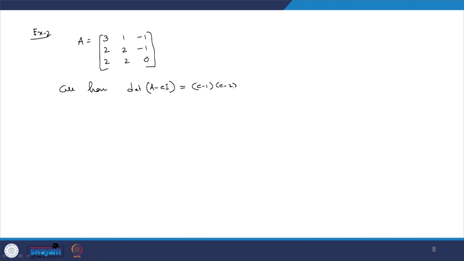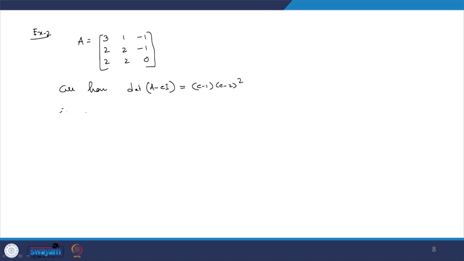Let me take another example. Say, let me consider A equal to the matrix 3 1 minus 1, 2 2 minus 1, and 2 2 0. Then we have the determinant of A minus cI. We can easily calculate it, and you can check that this is equal to (c minus 1) into (c minus 2) whole square.